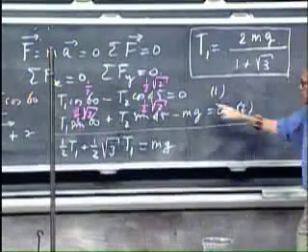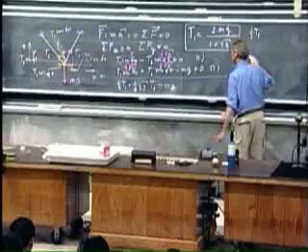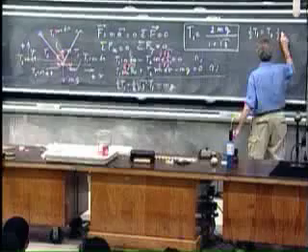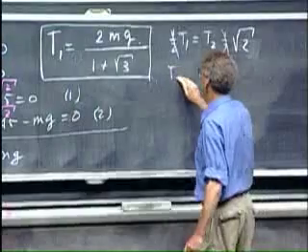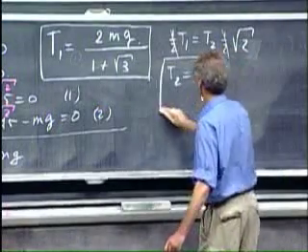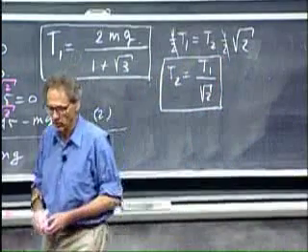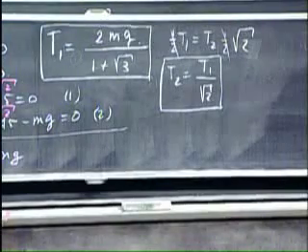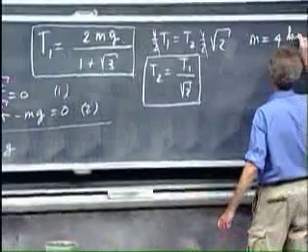I can go back now to this equation. T1 times 1/2 equals T2 times 1/2 square root of 2. I lose my half, and so T2 equals T1 divided by the square root of 2. So the bottom line is, you tell me what m is, I'll tell you what T1 is, and I'll tell you what T2 is. Suppose we take a mass of 4 kilograms, m equals 4 kilograms.